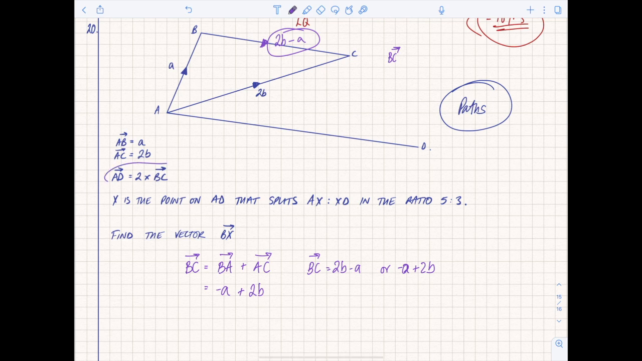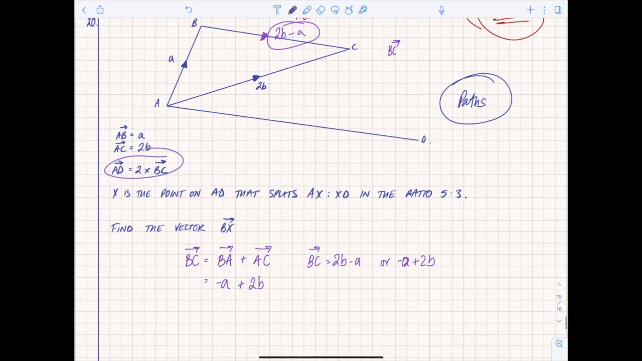Now I can use this piece of information because it tells me A to D is 2 lots of that. So I need to work out 2B minus A, and I've got to do 2 lots of that. So I'm timesing by 2, which means it becomes 4B minus 2A. So this whole line is 4B minus 2A. Okay, so the entire A to D is 4B minus 2A. So let's read the rest of the question.